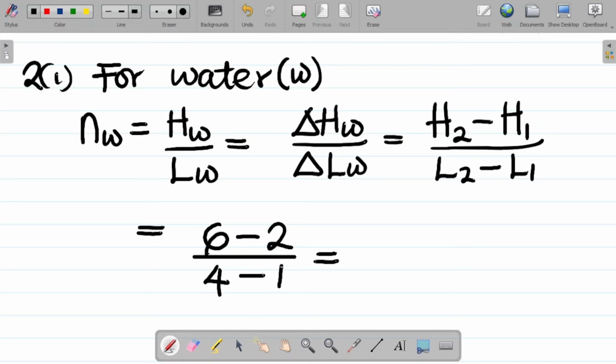Alright, so if I punch this, I'm having 6 minus 2, which is 4, all over 4 minus 1, which is 3. So I'm having 4 over 3. If I punch 4 over 3, what I have here is about 1.33. That means for water, N is equal to 1.33. So this is how I get for water. Let's now get for kerosene.